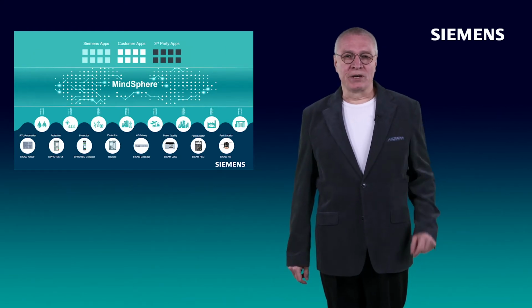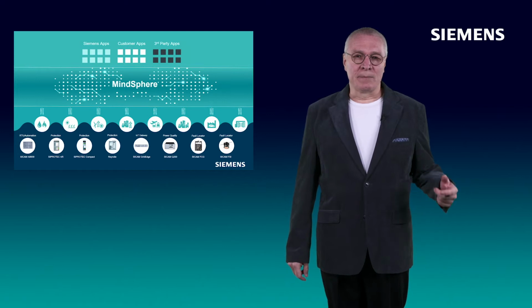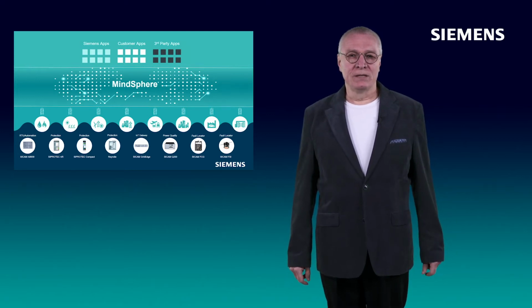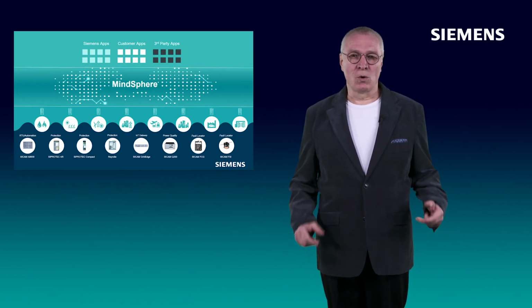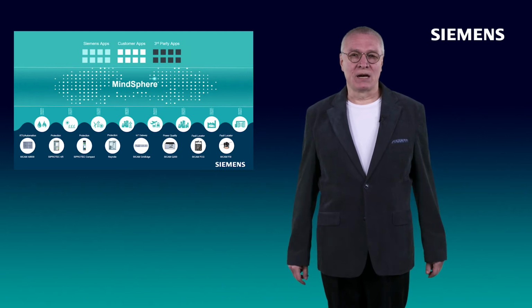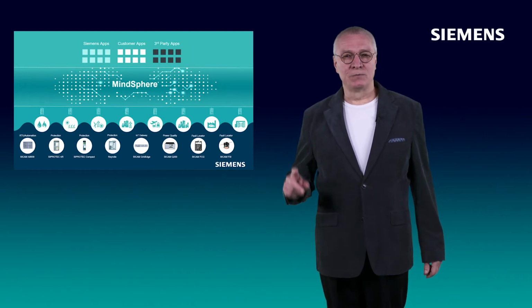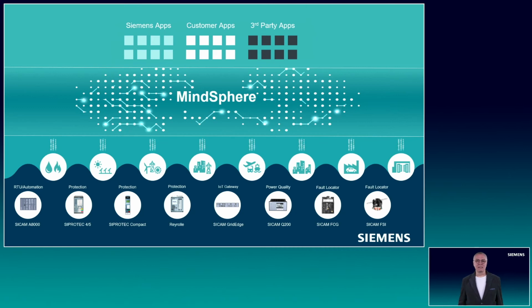On top of the diagram are the applications running on a PC or mobile device, so that all necessary process data are available, independent from where you are. These applications can be off-the-shelf applications as Grid Diagnostic Suite or your own apps or apps of any third-party supplier. This is made possible by MindSphere, our cloud-based open IoT operating system from Siemens.